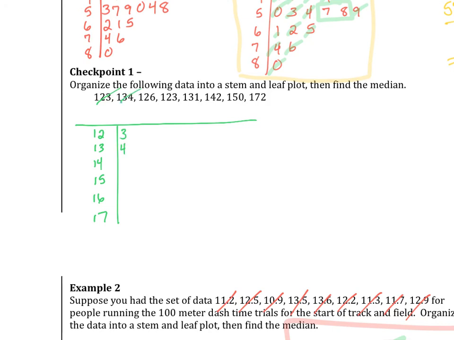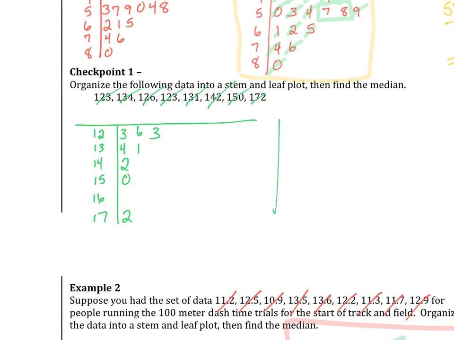134 comes after the 13. 126 and 123, 131, 142, 150, and 172. So it's okay that there's nothing after the 6, or the 16, I mean.